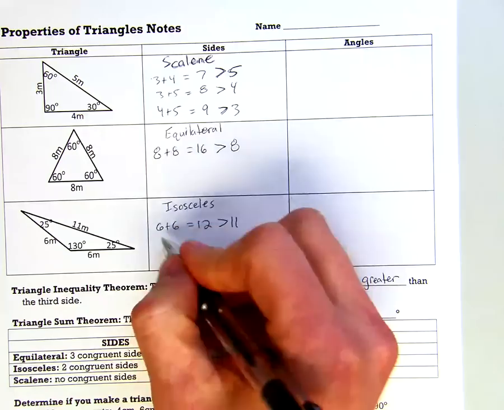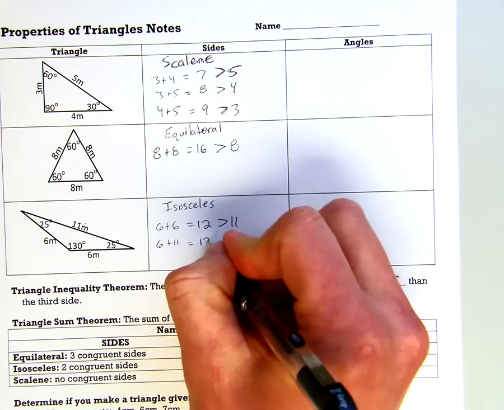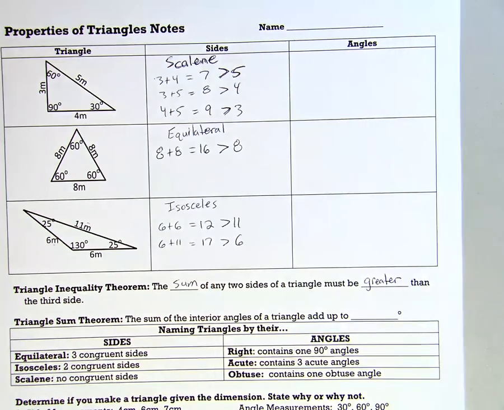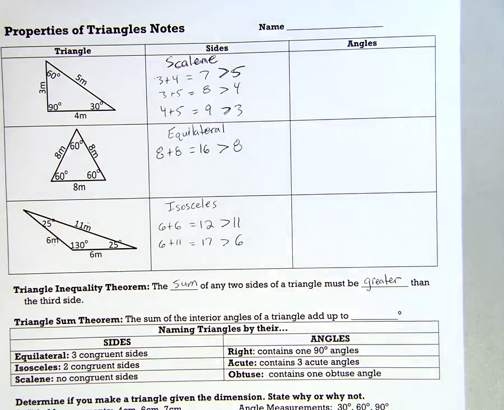And then if we want to do the isosceles one, if we do 6 plus 11, add these 2 sides up, it's equal to 17, which is greater than 6. So all these triangles do work, and you can use the triangle inequality theorem to make sure. Okay. Now let's go ahead and look at the angles.